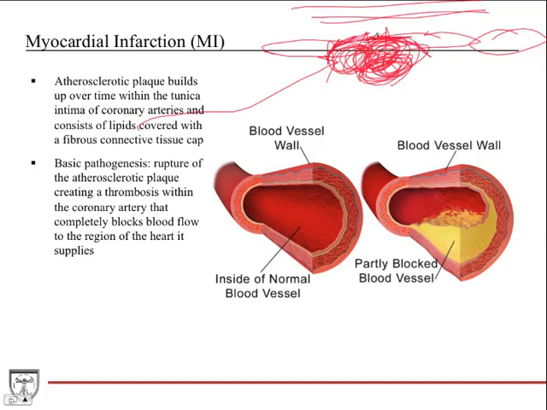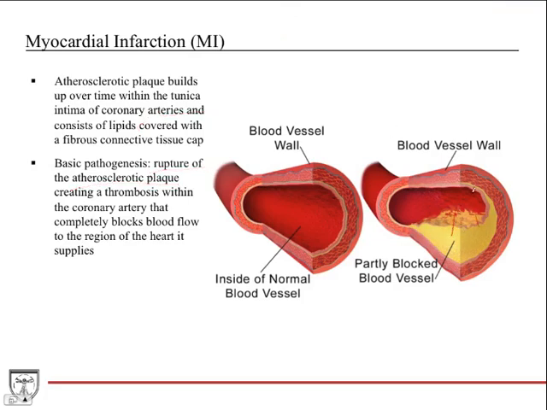So it has this thick, fibrous connective tissue cap. Now, the basic pathogenesis, again, this isn't a pathology or physiology course, but just to give you the basics, is that you have a rupture of this atherosclerotic plaque. So this ruptures, it's almost like a balloon or a case of lipids. It breaks and it creates a thrombosis within the coronary arteries.